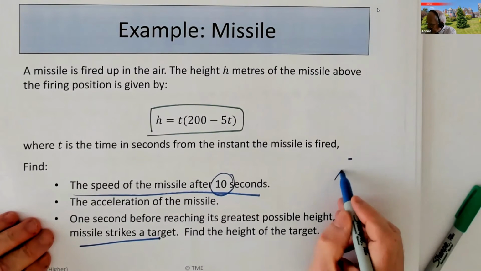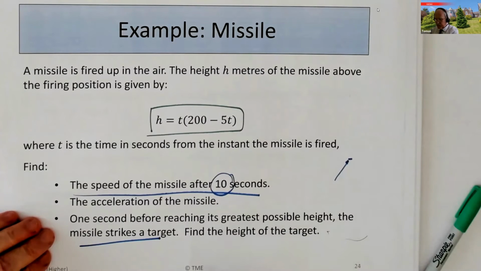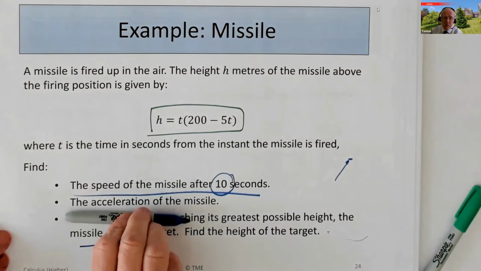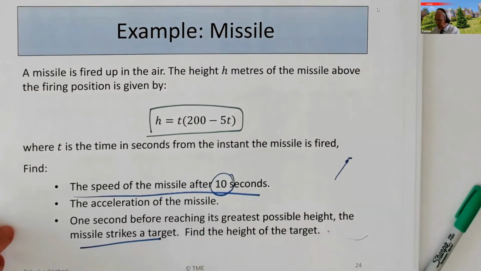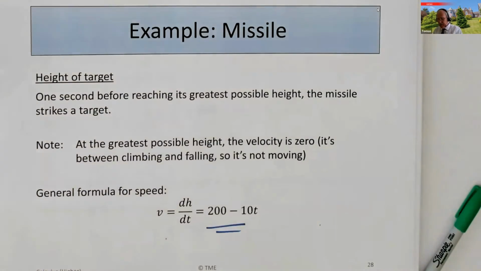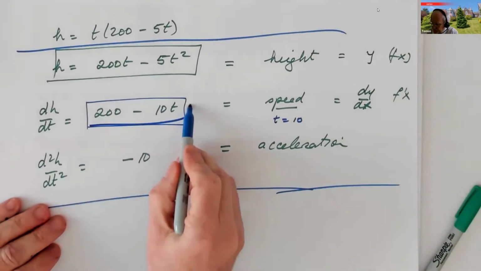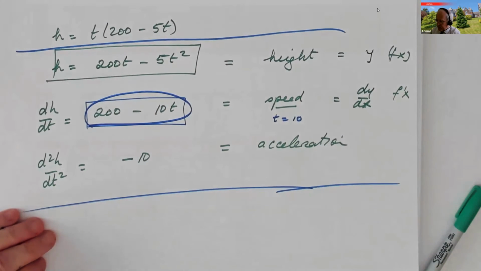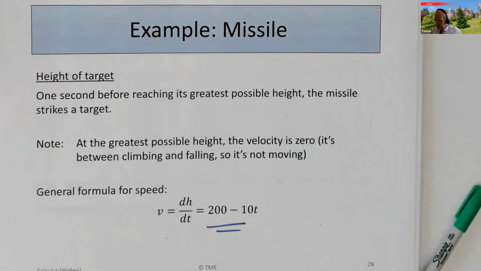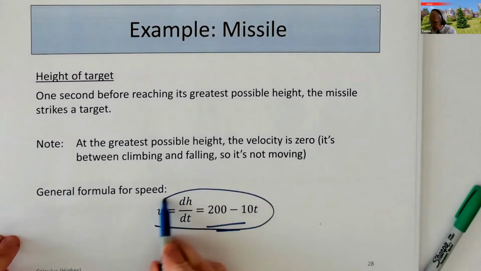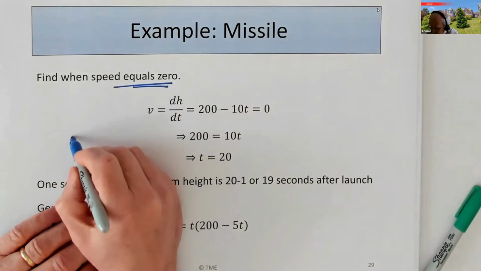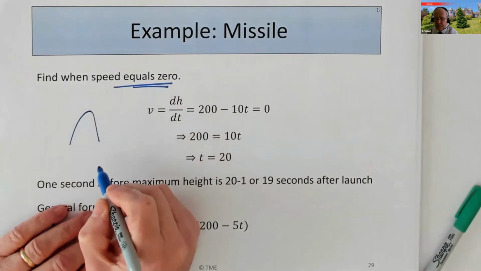Well, its greatest possible height, where does that happen? Going back to the ball, when did the ball just stop going up? When the speed was 0. So to find the greatest possible height, I've got to go to the speed equation, which is this. And I want the speed equation to be equal to 0. So that's the equation for speed. When is the speed equal to 0? When the thing has run out of energy and it starts to fall down.